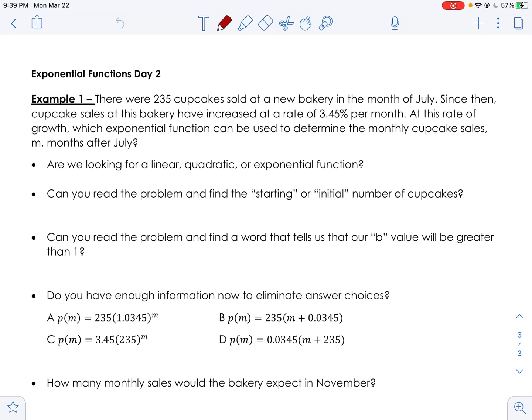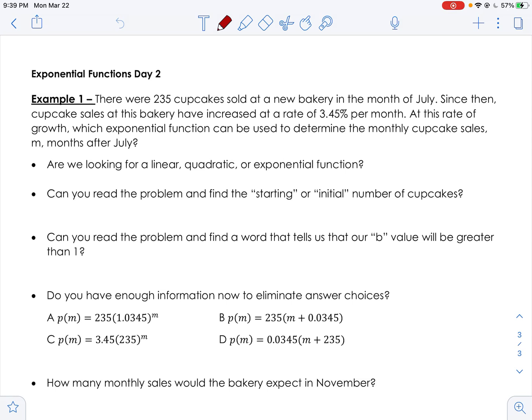Today we're going to be talking about exponential functions and the application of them. Looking at our first example, it says there were 235 cupcakes sold at a new bakery in the month of July. Since then, cupcake sales at this bakery have increased at a rate of 3.45% per month. At this rate of growth, which exponential function can be used to determine the monthly cupcake sales in months after July?